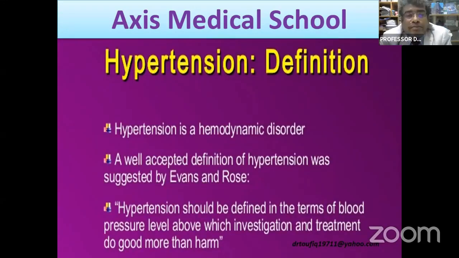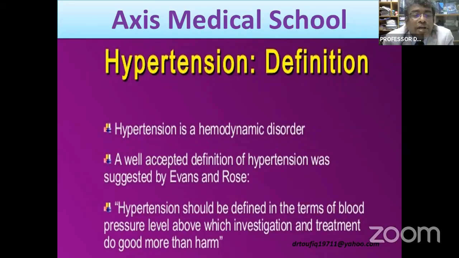So this is the case scenario, and we had already discussed the important points to consider before starting antihypertensive drugs. Now some discussion about hypertension. What is the definition of hypertension? Hypertension is a hemodynamic disorder, and a well-accepted definition was suggested by Evans and Rose. To be honest, I think this is the best definition of hypertension.